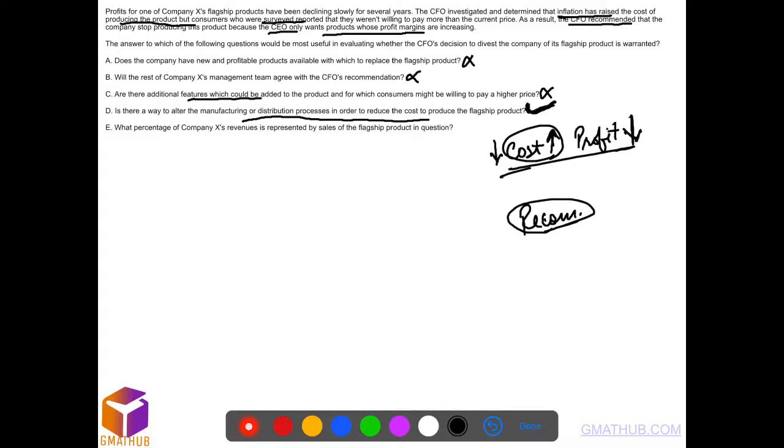Last option: what percentage of the company's revenue is represented by sales? Again, we're talking about what profit can be drawn out of this product, whether it gives me 70% of the revenue. What is the use of 70% revenue if it is not giving me any profit? This is out. Only D.